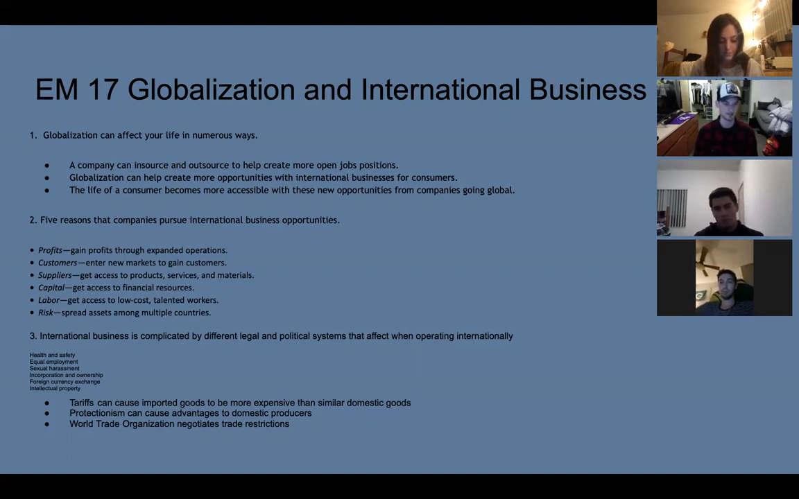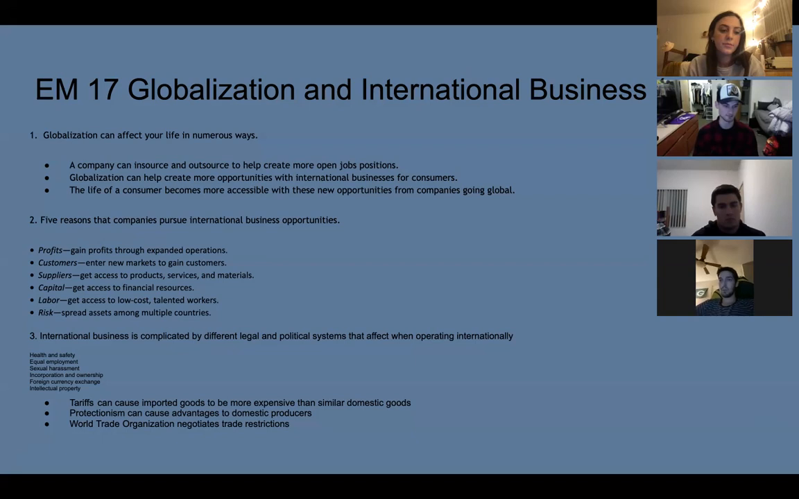There's more capital, so access to financial resources. There's labor, so you get access to lower cost and talented workers. And there's risk, which spreads the assets among multiple countries. And then international business is complicated by different legal and political systems that affect operating. There are a few listed right there.